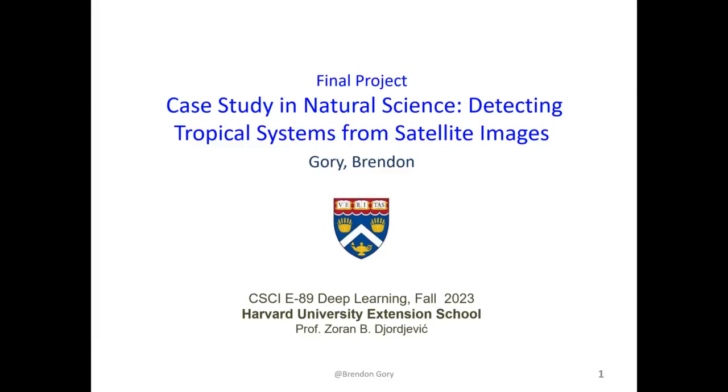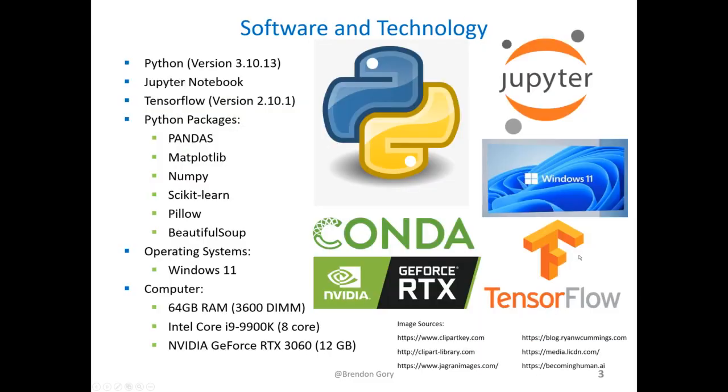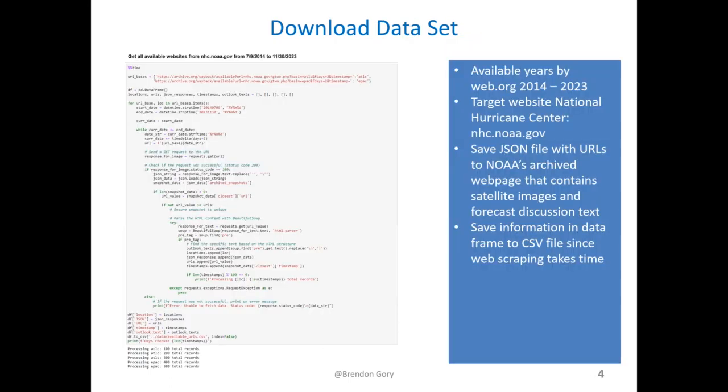Welcome. We're going to be using CNN models to detect tropical systems from satellite images. The technology used is readily available and can be downloaded from the internet. For this particular project, we are running on Windows 11 using an NVIDIA GPU.